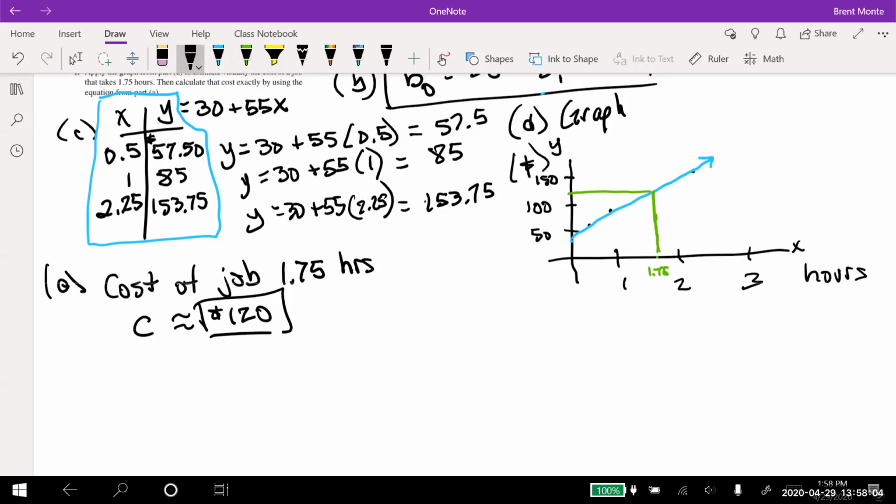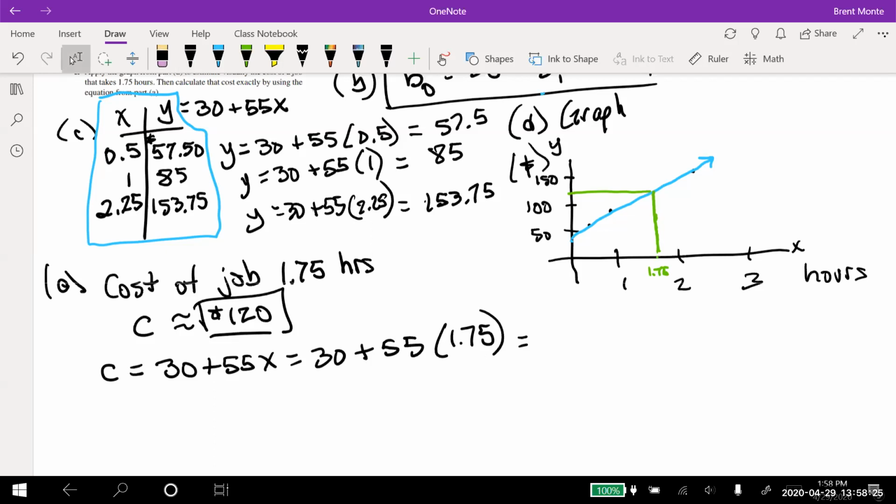Approximately 120, but we can find out exactly what it is. Notice I put squiggly lines for approximately, but the cost is exactly what we get by going back to the formula, 30 plus 55x. And we know x, it's 30 plus 55 times 1.75. Now I can calculate it exactly, and we'll see how good our picture was. 30 plus 55 times 1.75, and I get 126.25, so I wasn't off by too much. $126.25. I guessed about 120. I was off by $6.25. Not too shabby.